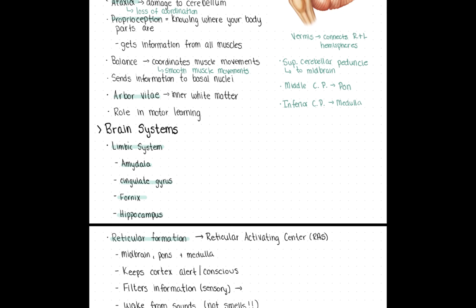The limbic system is involved in emotions and memory, and it connects your emotions and your memories to many other parts of the brain. Primarily, parts of the limbic system are found in the cerebrum and the diencephalon, and it's important for emotions and memory.